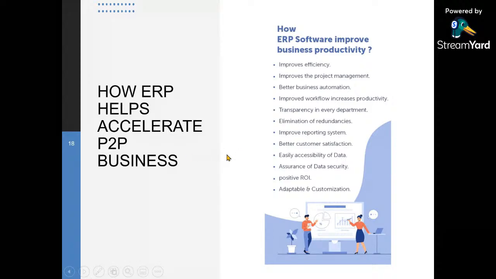We can easily access the data. The data accessibility is fine, data security is always on top, and it's always going to be a positive response, and adaptability and customization are also possible with ERP. So ERP is going to help the business.